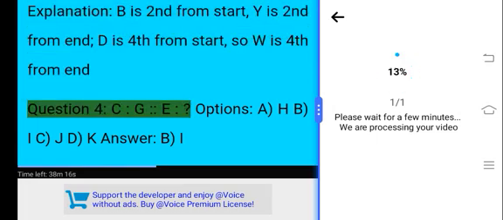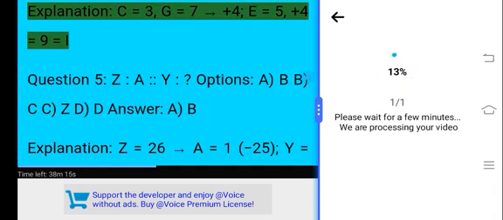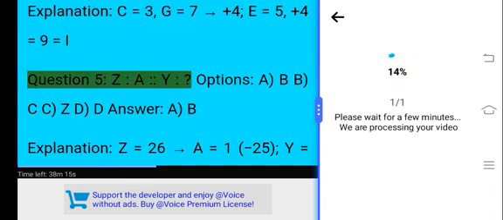Question 4. C, G, E. Options: A, H, B, I, C, J, D, K. Answer: B, I. Explanation: C equals 3, G equals 7, plus 4, E equals 5, plus 4 equals 9 equals I. Question 5. Z, A, Y.